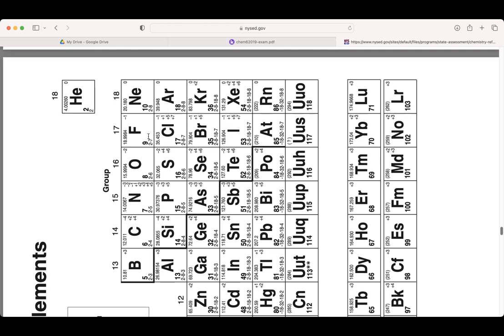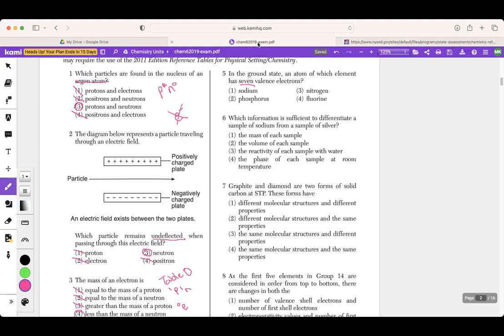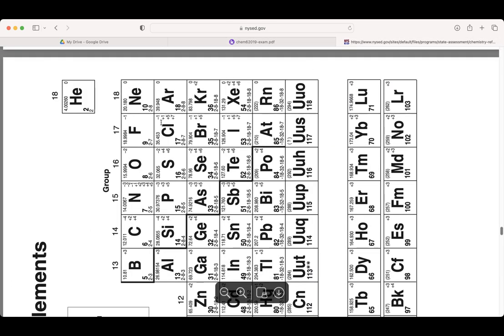Well, right off the bat, we see that group 17, each one of these has 7 valence electrons. All of their outer shells have 7 electrons. So that means we need to choose something from group 17. So we can have the choices of fluorine, chlorine, bromine, iodine, antimony.